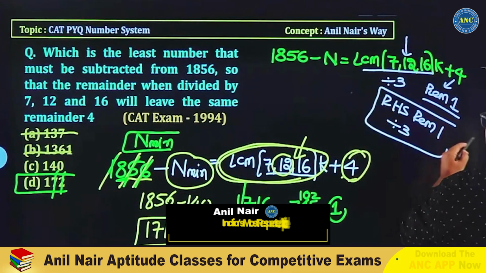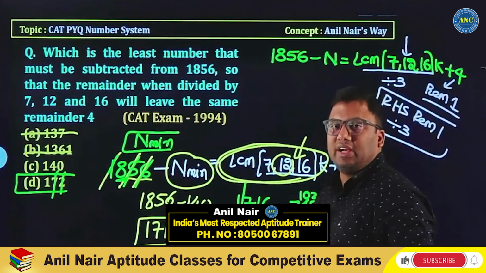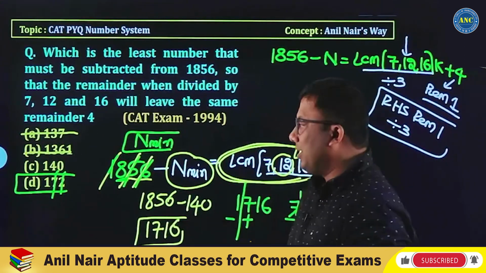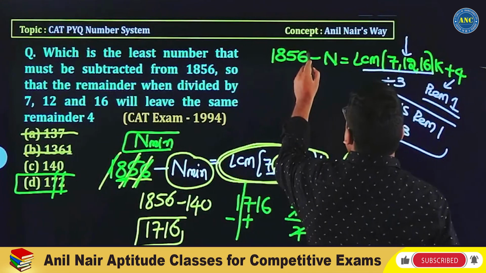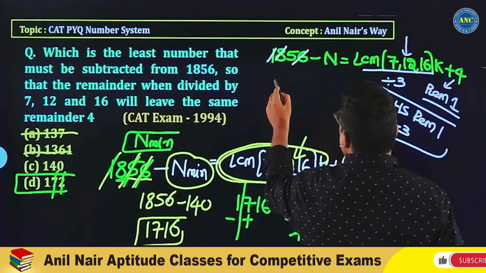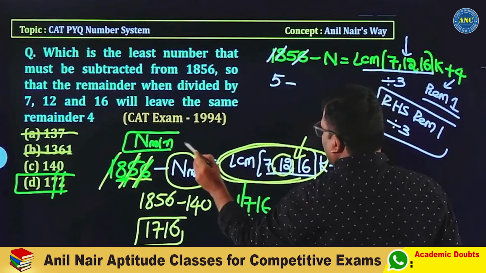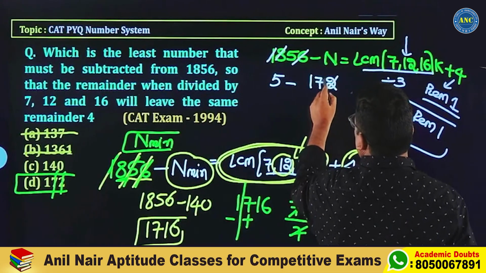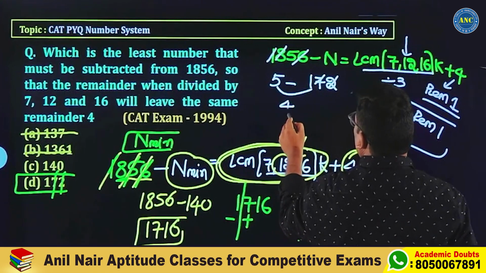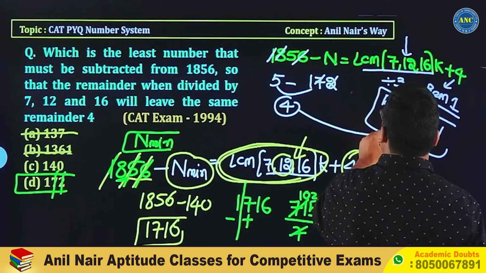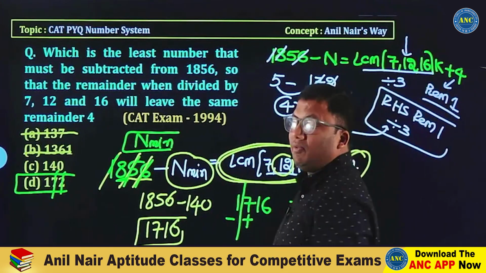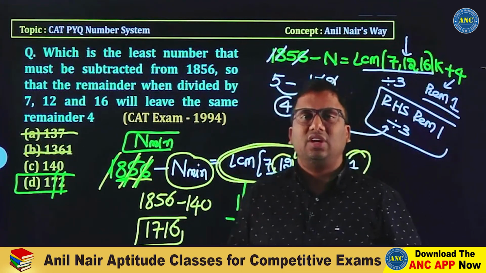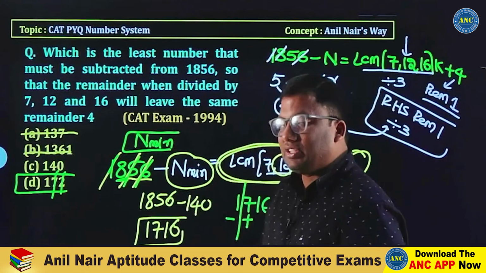I hope this idea is clear. The right hand side when divided by 3 gives remainder 1. 8 plus 1 is 9, here it is 5. 5 minus the last option 172: 7 plus 2 is 9, 5 minus 1 is 4. Is 4 when divided by 3 giving remainder 1? Yes, 3 ones are 3, remainder 1. I hope the concept is clear.